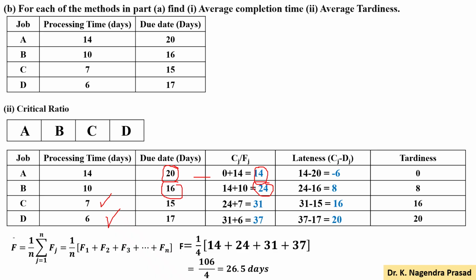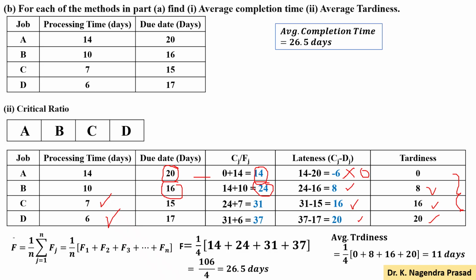Then the tardiness values will become, for job A having the negative lateness, its value is 0. And the remaining jobs B, C, D all have positive values. So the tardiness values are, for job B 8, job C 16 and job D 20. Then I have to take the average of these tardiness values, that is average tardiness, which is equal to 1 by 4 into 0 plus 8 plus 16 plus 20, which is equal to 11 days.